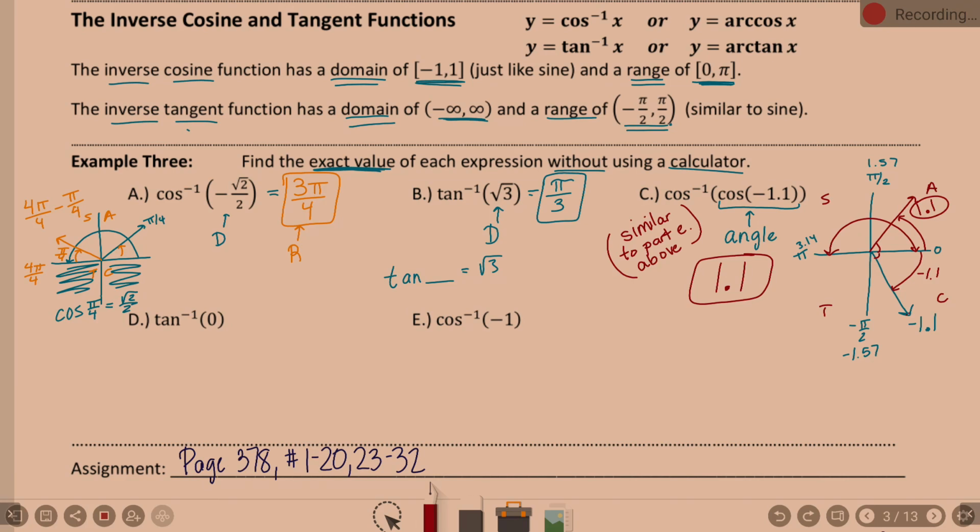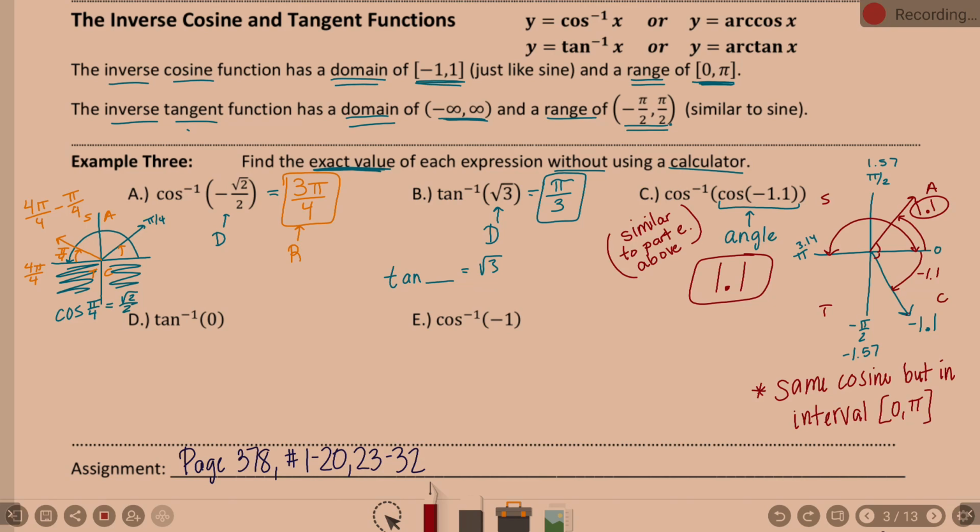I guess I did have written down in here: same cosine, but in the interval 0 to pi. That was the key thing. So when we looked at this, we had to have the same cosine value, but we had to make sure we were in the 0 to pi. Negative 1.1 was not. Okay? Change mindsets.